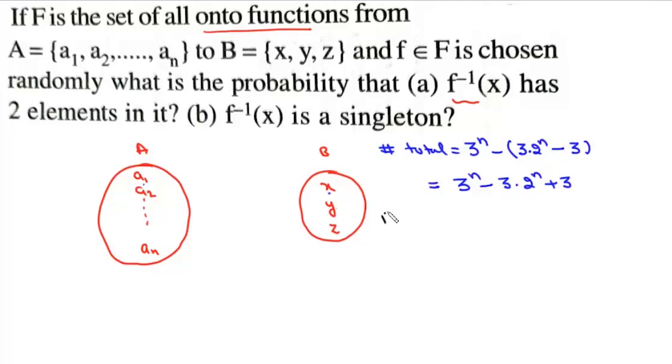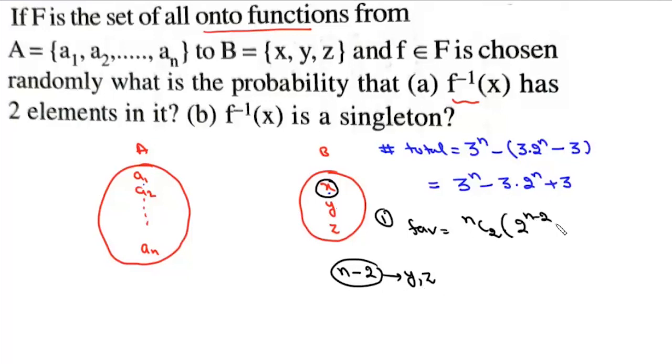Now for this first one, f inverse x has two elements in it. Now which two? From these n, we can select any two in nC2 ways. Now these two are mapped to x. Now the remaining n minus 2 elements must be mapped to y and z, and it must be an onto function. So total number of functions is 2 to the power n minus 2, minus 2 cases when all of them are either mapped to y or mapped to z.